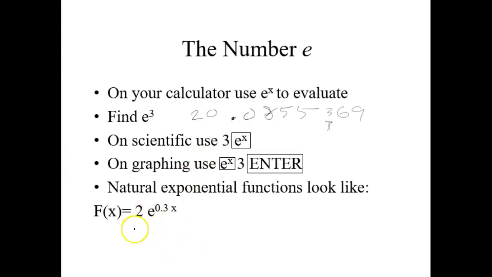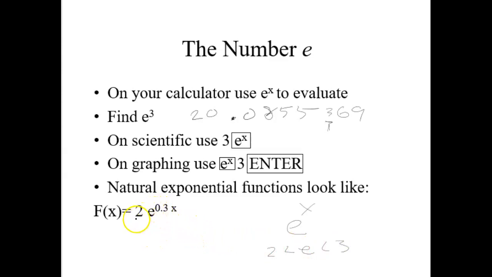Now, e to the x is our basic exponential function with base e. e is a number, it's about 2.718. But it's one of those numbers like pi that goes on forever. Your calculator has it stored to enough digits, so you don't have to worry about that. But just remember, e is between 2 and 3. It's a little closer to 3. Later on in mathematics, that will become a useful thing to remember.